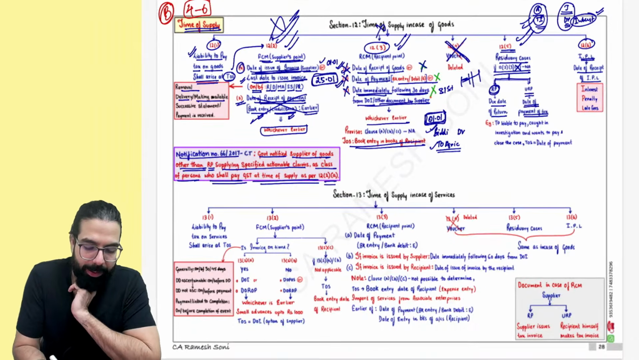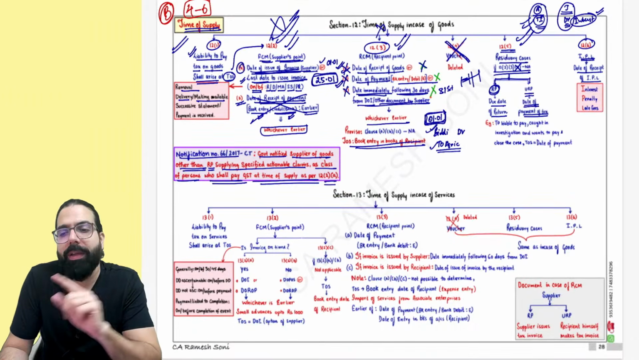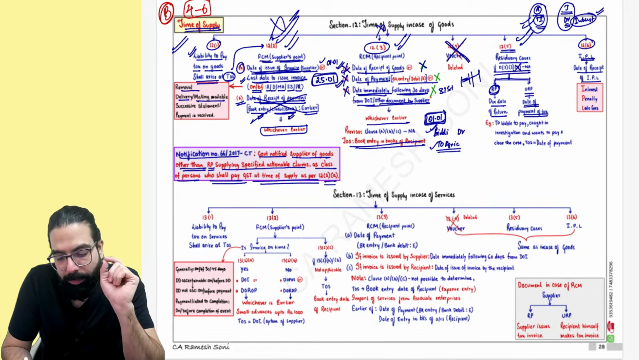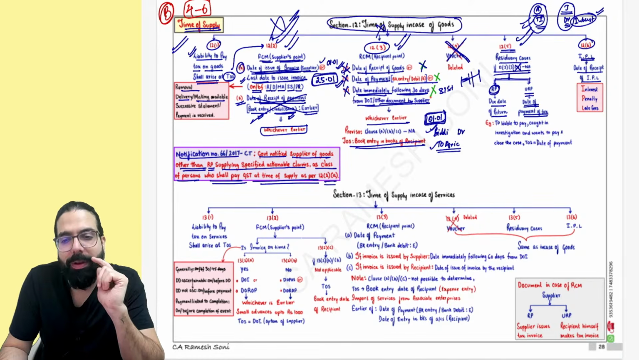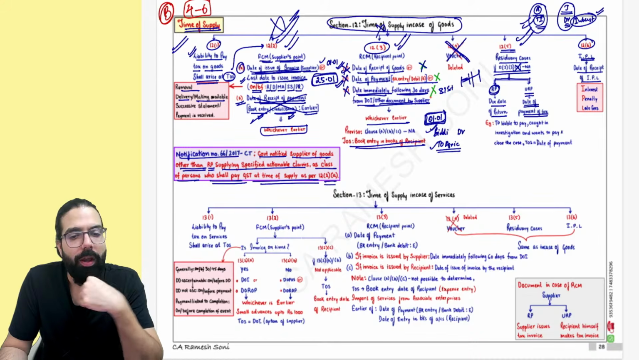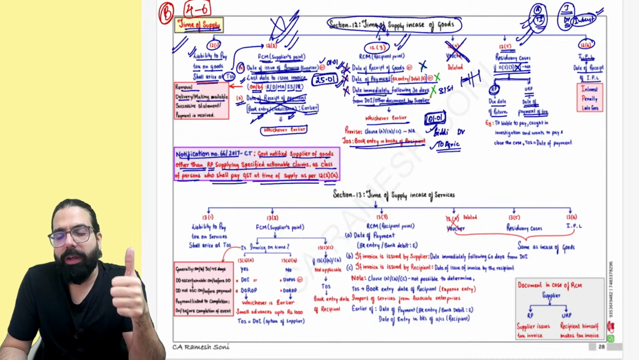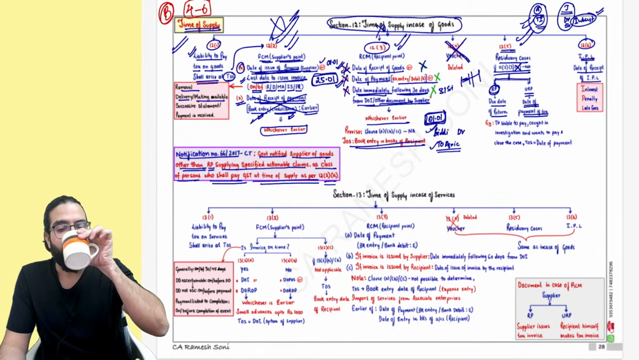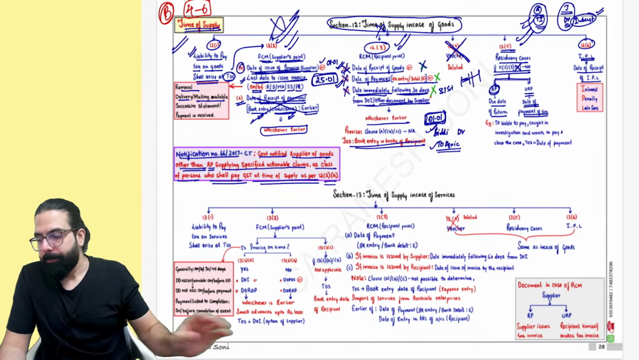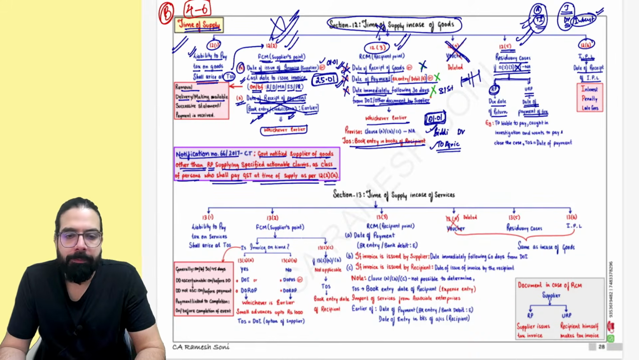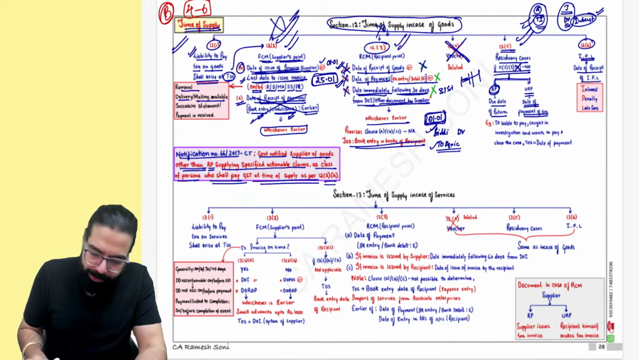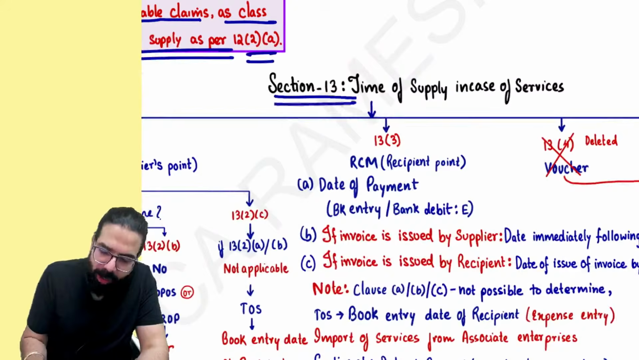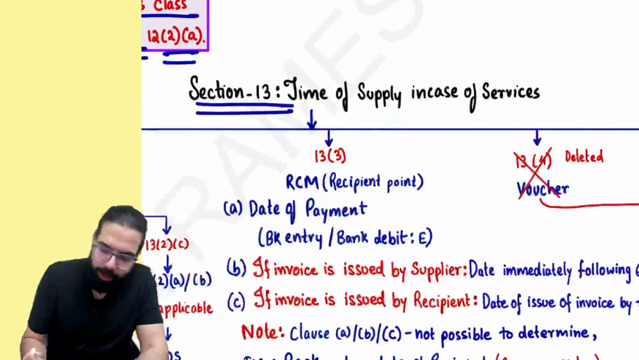People, kindly tell me, are we clear with forward charge mechanism? Can I move to, are we clear with time of supply in case of goods? Can we move to time of supply in case of service now? Is everyone clear with time of supply of goods? Yes, sir. Chalo. Everyone, now we'll talk about time of supply in case of services.